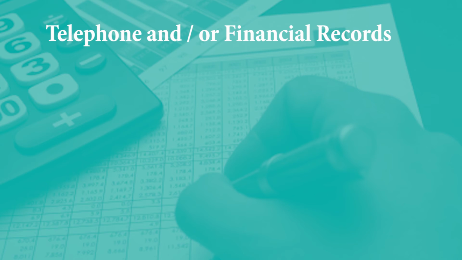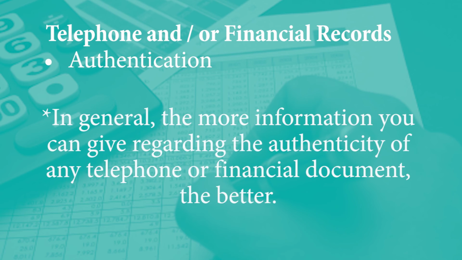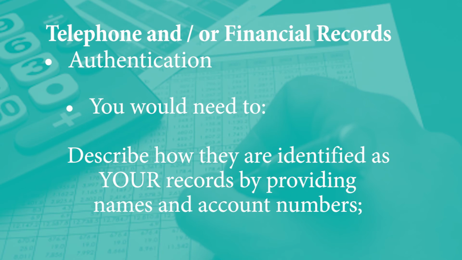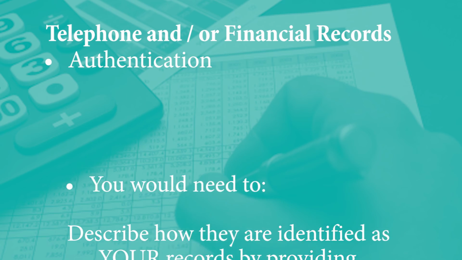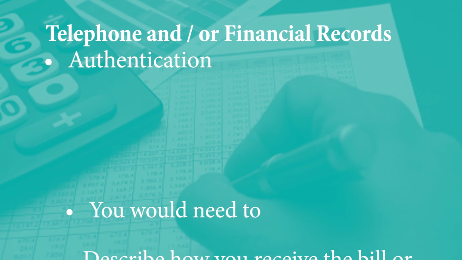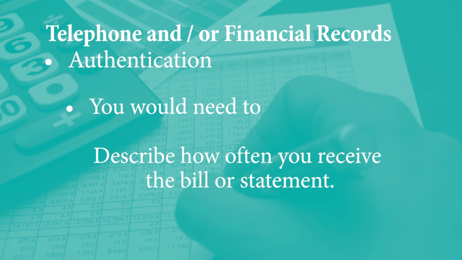Telephone and/or financial records. Authentication. In general, the more information you can give regarding the authenticity of any telephone or financial document, the better. You can attempt to get these documents authenticated by stating that they are a business record that you keep regularly for personal purposes. You would need to describe how they are identified as your records by providing names and account numbers. Describe how you receive the bill or statement, email, mail, or that you pulled the records off the company's website, and describe how often you receive the bill or statement.